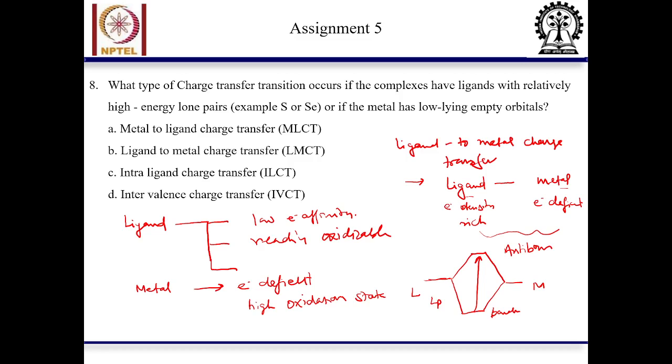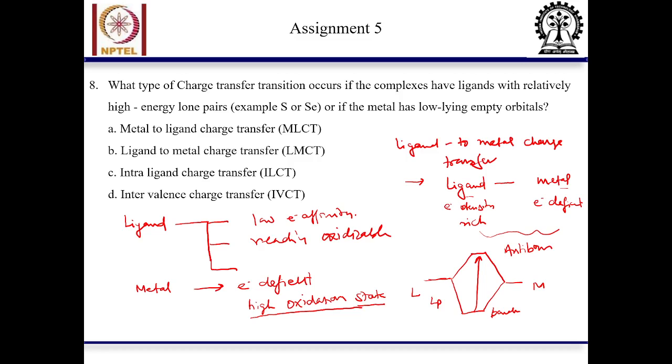The LUMO will be lower in energy if the metal is in the higher oxidation state. So this is the condition for the metal: whether it is electron deficient, and it should be in a high oxidation state.